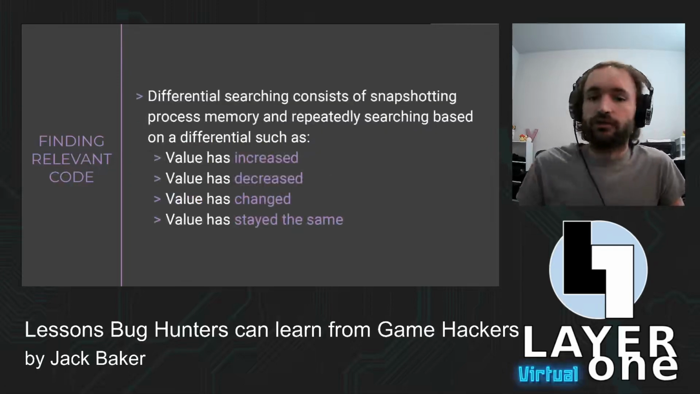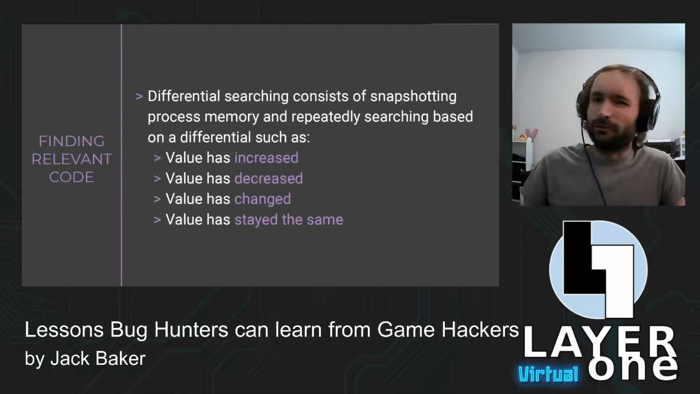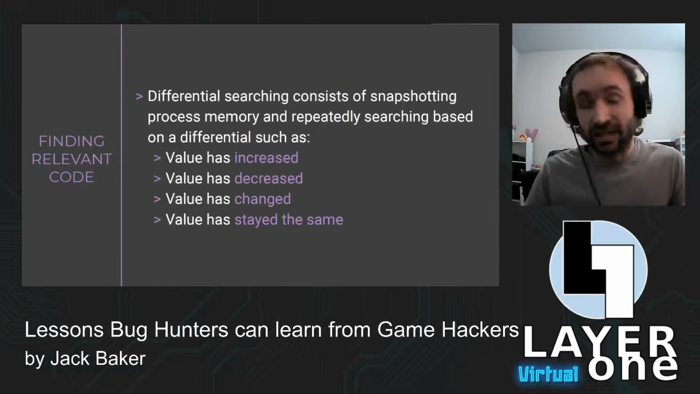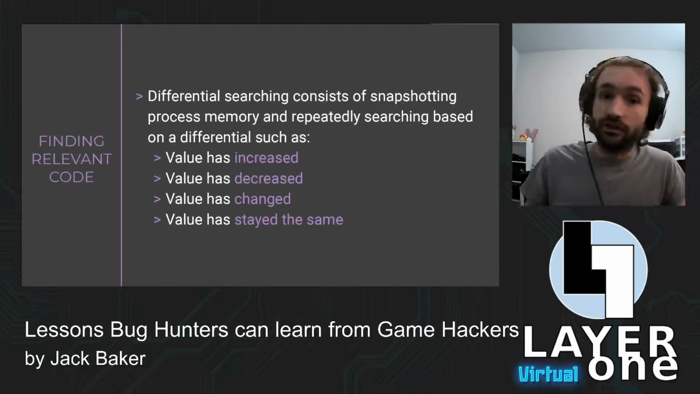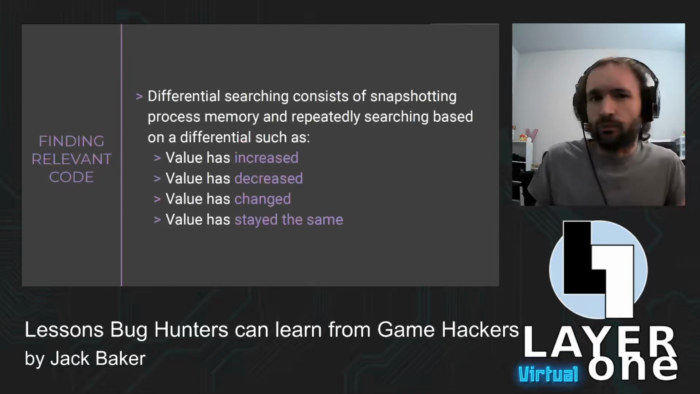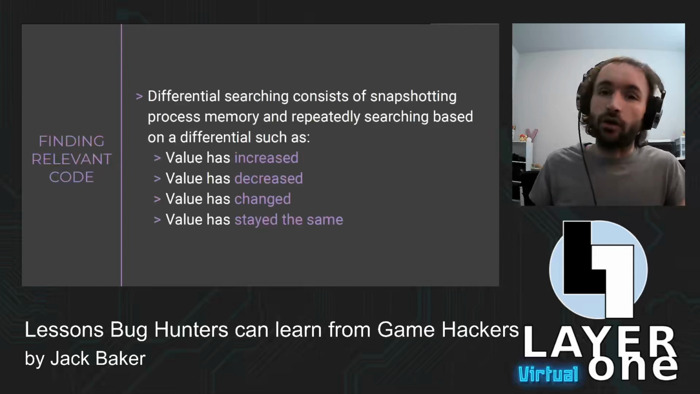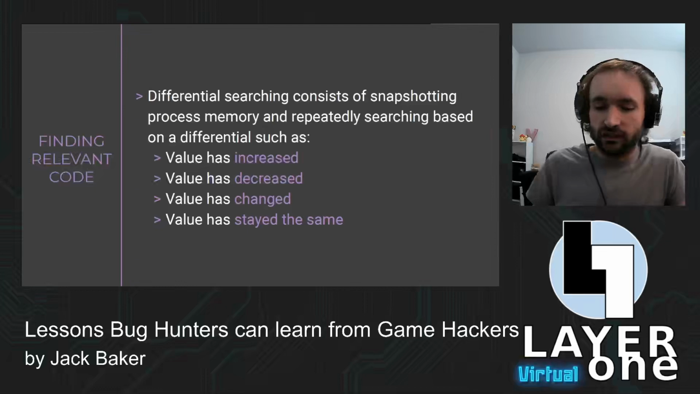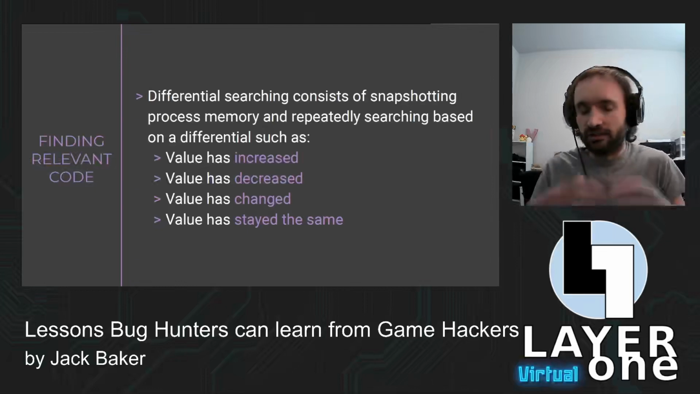Differential searching basically consists of snapshotting a process's memory repeatedly and repeatedly searching that memory for some sort of differential. So basically looking for values that have increased since our last search, or have decreased, or have changed in some way, or haven't changed at all. And I'm going to give an example of how this works and how we can use differential searching to go from basically a black box.